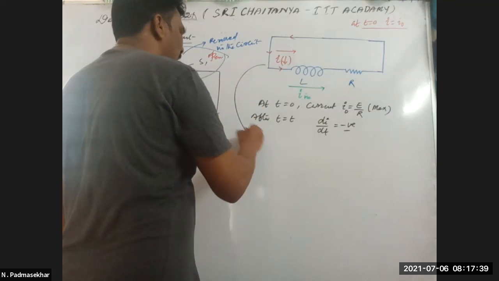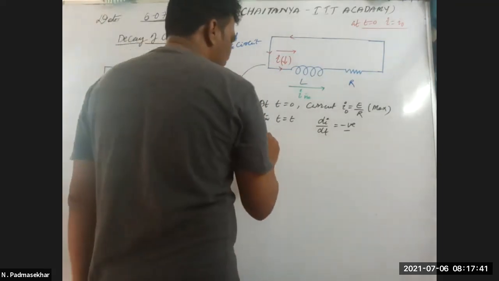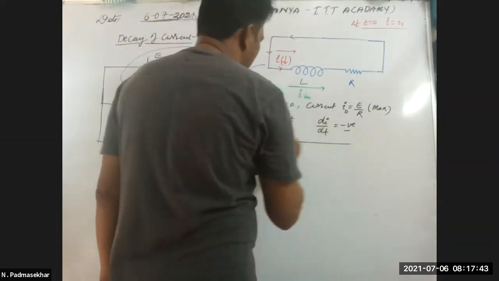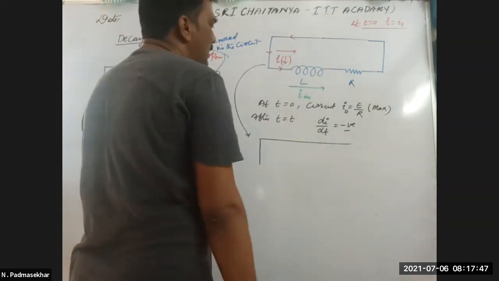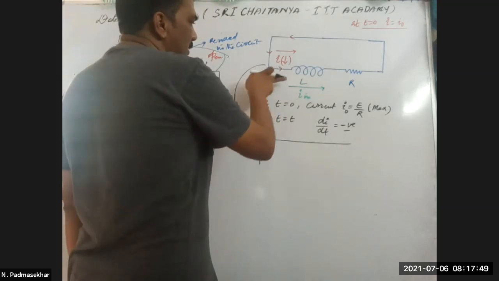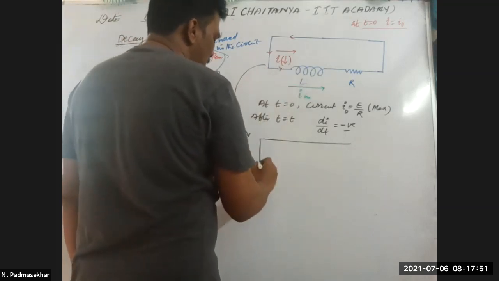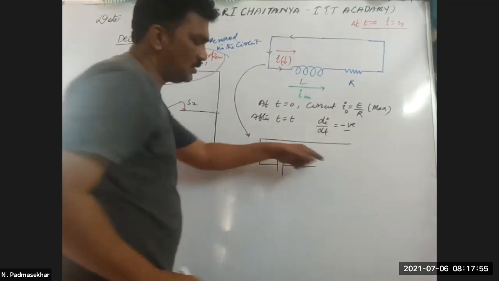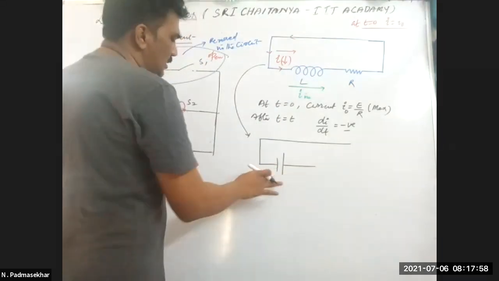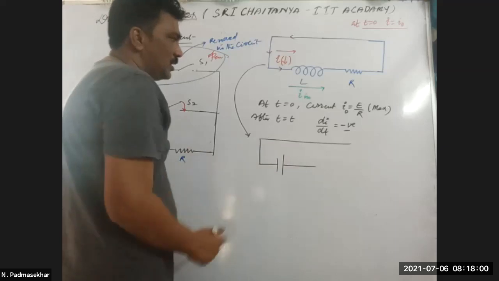Now the circuit is redrawn like this. The inductor is replaced by a cell. When replaced by a cell, this is the direction of the current, so this is the negative terminal and this is the positive terminal, because of the direction of the current. The induced current is in this direction.